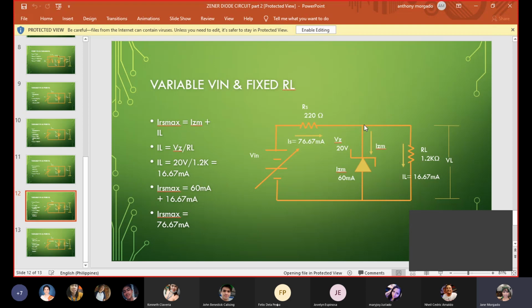Clear? Paano naging 76 to? So, magkakaroon tayo dito ng junction. Tama ba? Yan, junction. So, we'll have a junction here such that summation of current is equal to 0. So, we have IS minus IZ minus IL is equal to 0. Okay, and therefore, IS equal to IZ plus IL. With IZ of 60 milliampere given, IL of 16.67, ito yung kanina, so we'll have a maximum current flow to R equal to 76 milliampere. Question.